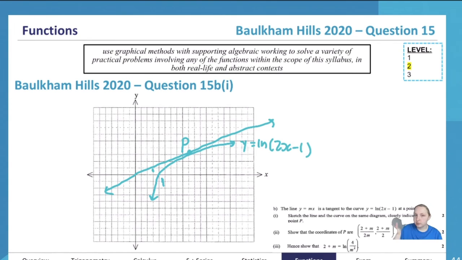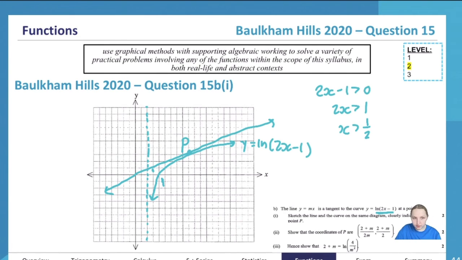Thinking about the asymptote on this, going to happen at a half for the graph of y equals ln 2x minus 1. That's because we know whatever the size of the bracket in the ln is, it has to be greater than 0. So 2x minus 1 has to be greater than 0. So 2x has to be greater than 1. So x has to be greater than 1 on 2. So we know we're going to have an asymptote there.